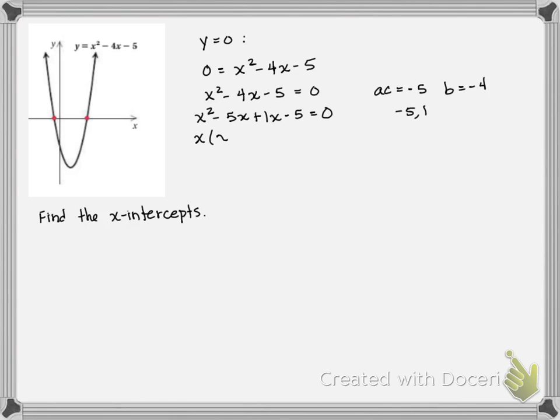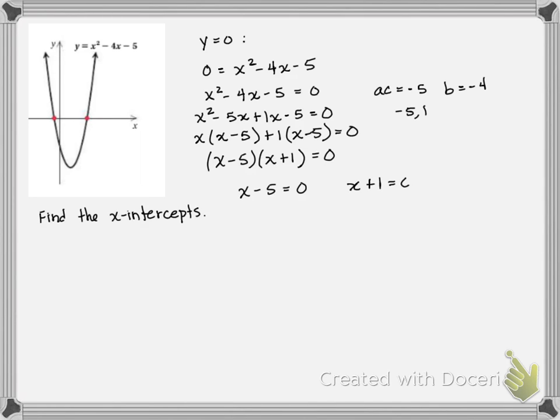X minus 5 plus, so we have x minus 5 times x plus 1 equals 0. And so x minus 5 equals 0, x plus 1 equals 0, x equals 5, and x equals -1.